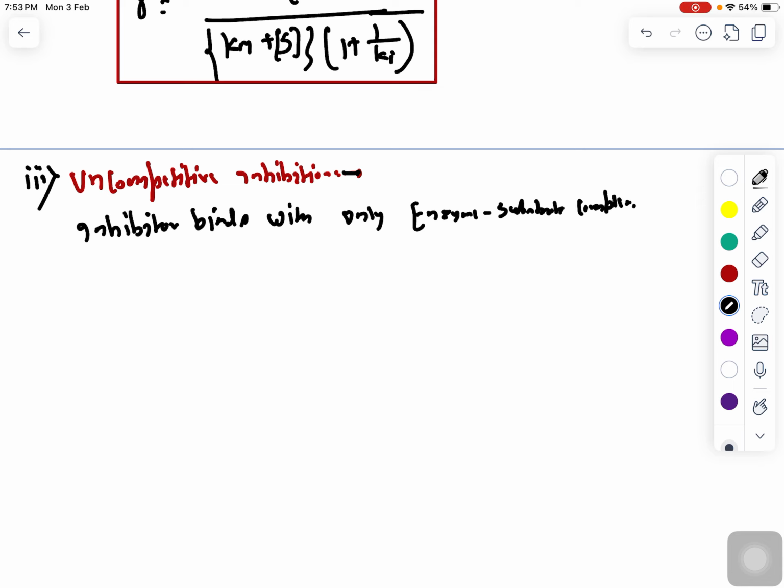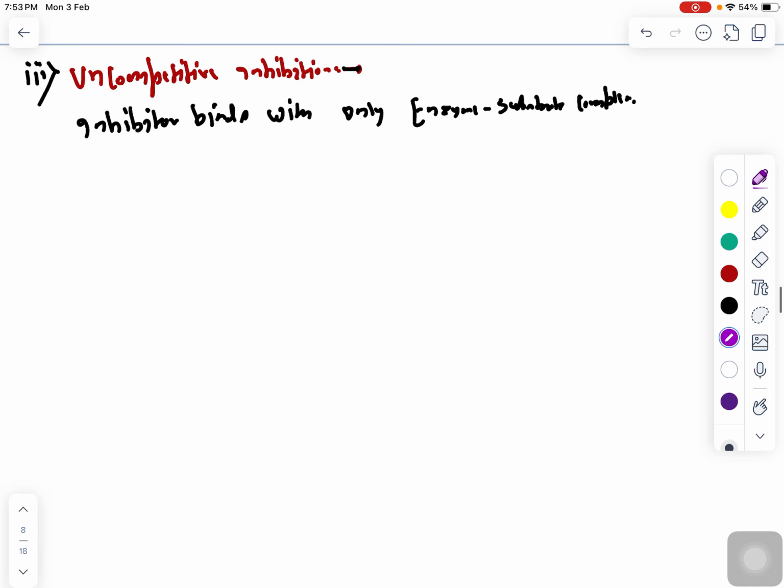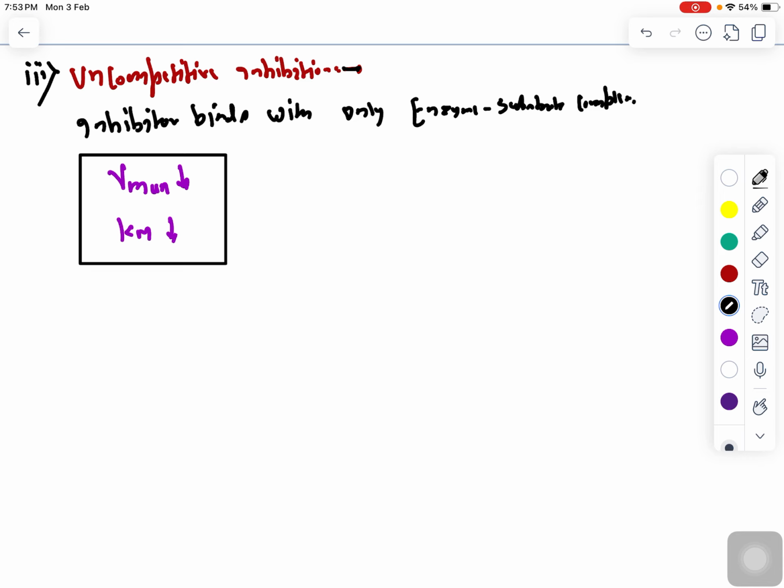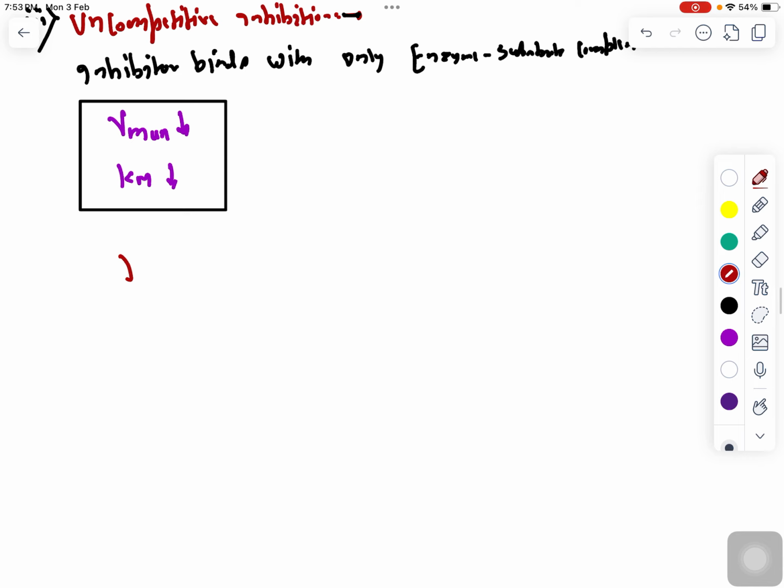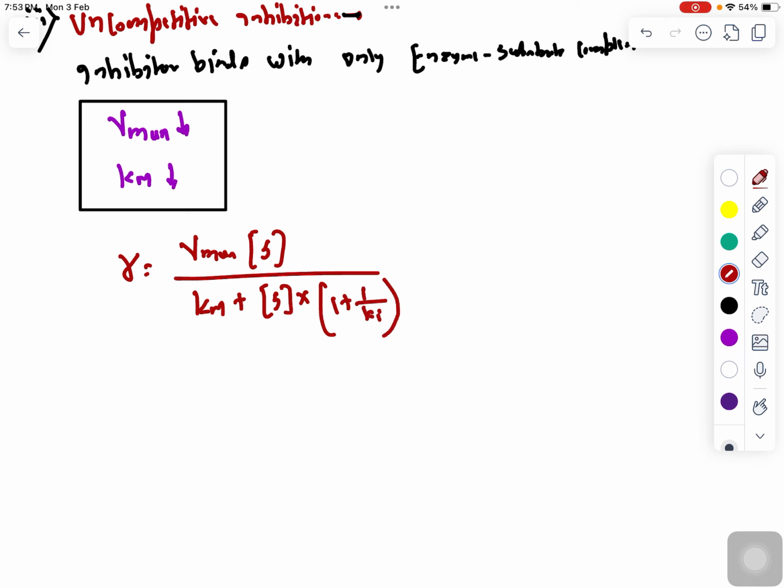So the inhibitor is going to bind with the enzyme substrate complex only, and it will decrease the value of Vmax and it will also decrease the value of Km. So both of these values will get decreased. That determines the kinetics of the enzyme substrate reaction. If I want to write the reaction here, that can be written as Vmax into S divided by Km plus concentration of S multiplied with 1 plus 1 divided by Ki. Is that clear? So this one is the equation.